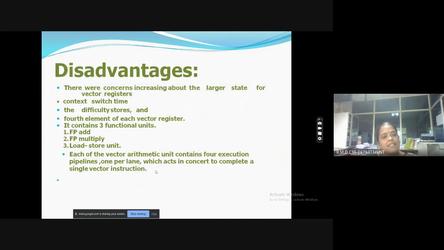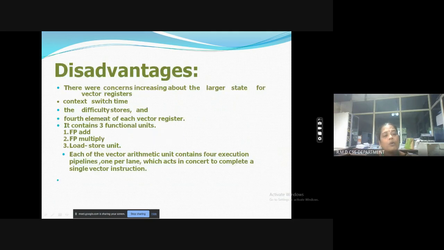That's all. But there is a disadvantage in vector processing. There are many concerns about the large vector registers and the context switch time. If you want to switch from one piece of work to another, it is very difficult to store the data in the vector registers. It has mainly three functional units: FP add, FP multiply, and load and store unit. Each vector arithmetic unit comprises four execution pipelines, one per lane, so each lane uses one execution pipeline. This happens with a single vector instruction.